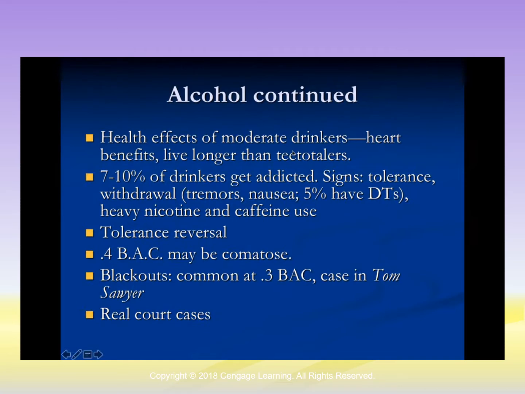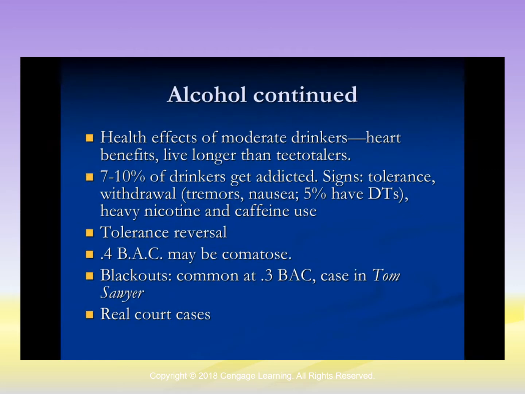So if we're saying that moderate drinkers tend to have more benefits than people that are completely abstinent, and then of course heavier drinkers, we need to look at what is moderate drinking and where is that line. Okay. 7 to 10% of drinkers get addicted. So this reflects our statistics for addiction in general. And the signs, we talked about the DSM-5, tolerance, withdrawals. DT refers to delirium tremens. So this might be shaky hands, seeing things, hearing things, hallucinations.